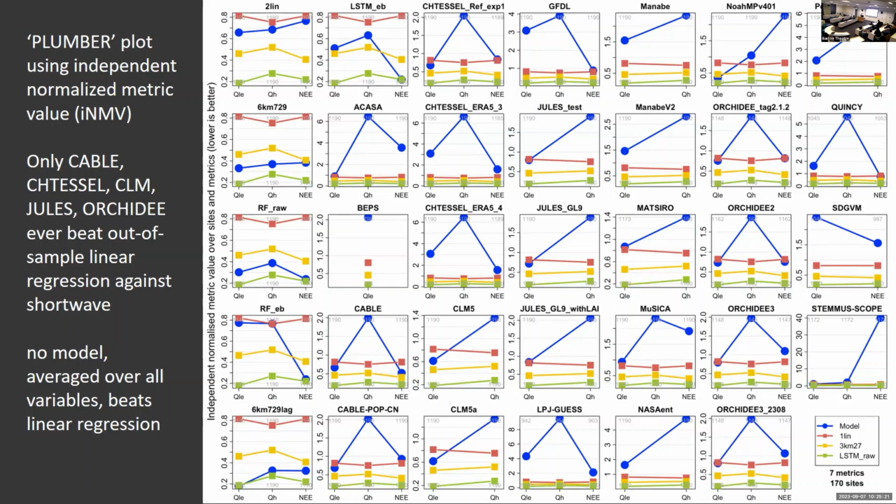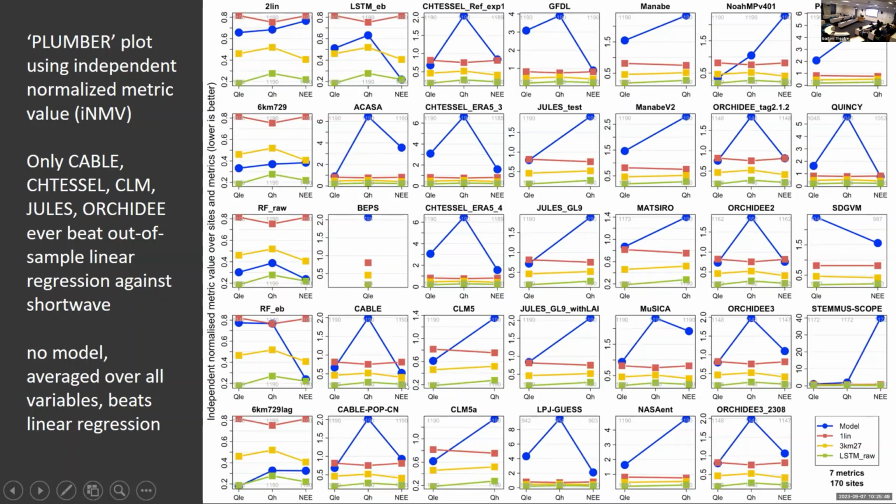There you go, cable does better for carbon and latent heat flux, this cable pop. One of the CH Tesla ones does better for latent heat flux. That's been around for a while. CLM does better for latent heat flux, didn't submit carbon. JULES didn't submit carbon, just does better for latent heat flux there. And then you have to go all the way to Orchidea is the last one. That gets better than the new model.